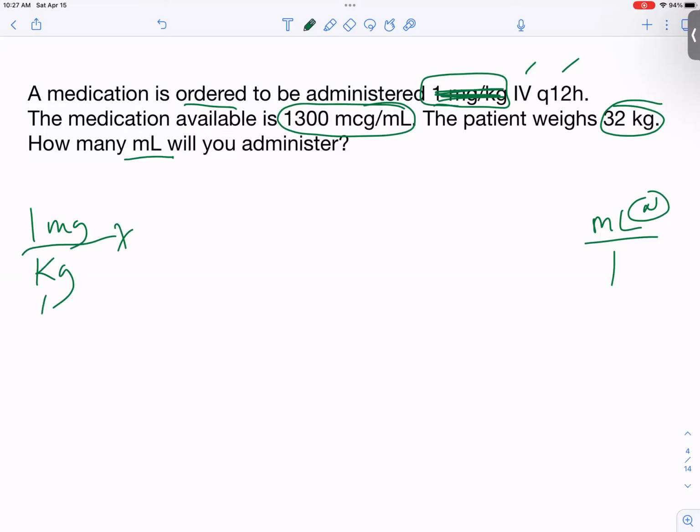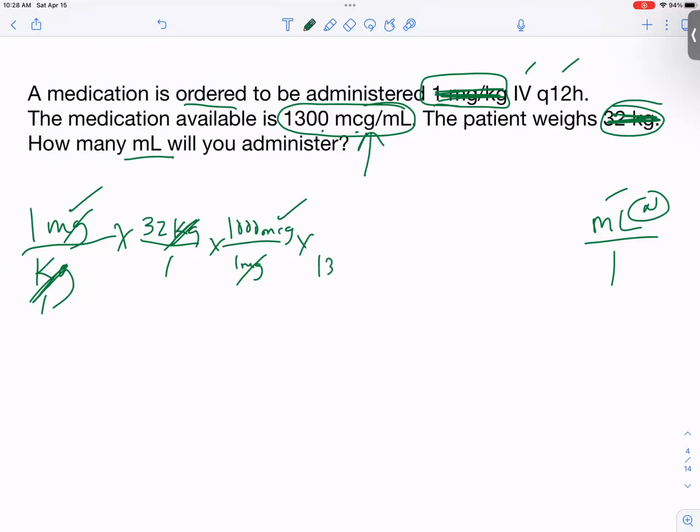So how do I get rid of kilograms? Well, I'm going to go to my problem, and the patient's weight is in kilograms. 32 kilograms. Boom, gone. Cross off my kilograms. Yay. How do I get rid of milligrams and get to milliliters? Well, I go to my problem. 1,300 micrograms per milliliter. So I need to do a conversion. So 1 milligram is 1,000 micrograms. Boom, bitty boom. How do I get rid of micrograms? Go to my problem. 1,300 micrograms per milliliter. Boom, boom, boom. Got it. Everything else is crossed off. I'm feeling good and confident.